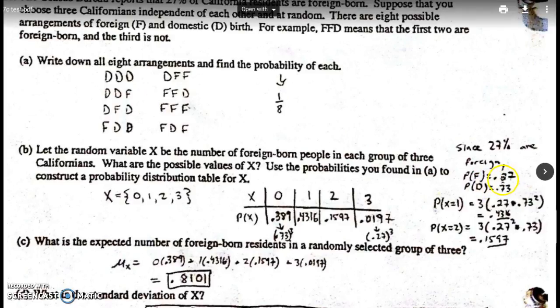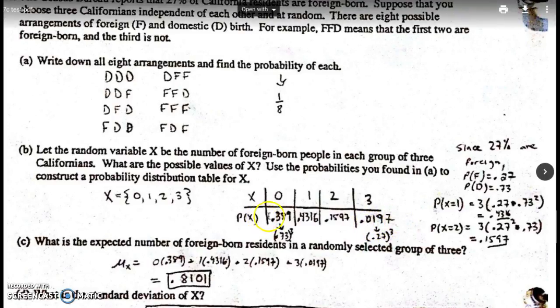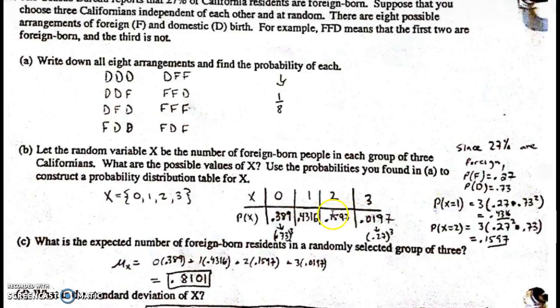So you're doing 0.27 to the 3rd, and because there's 1 way, you're multiplying that by 1, which is why I'm not showing that. When you do 0.27 to the 3rd, you get 0.0197. If you check all these probabilities and sum them up, you will get 1.